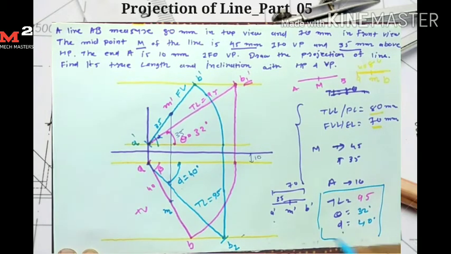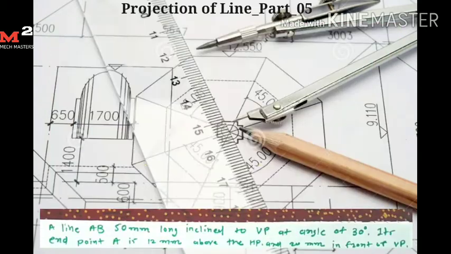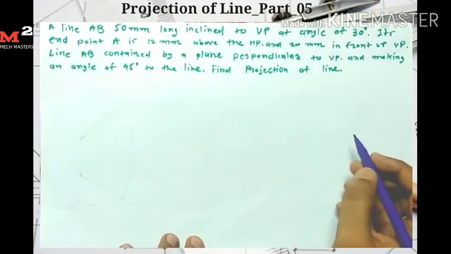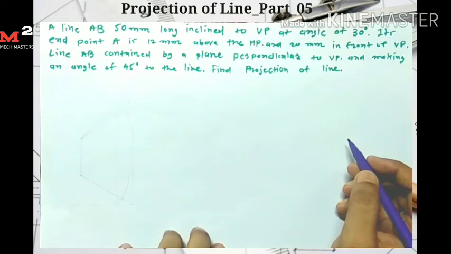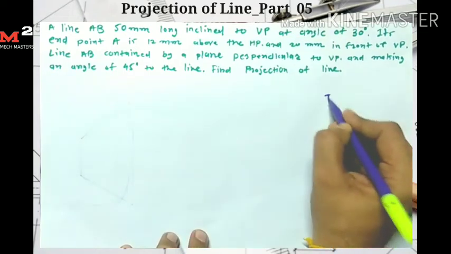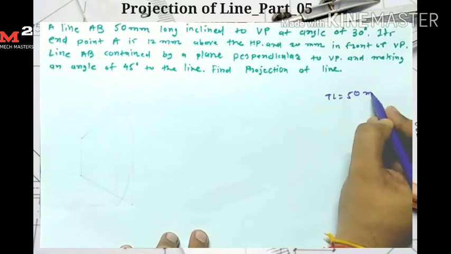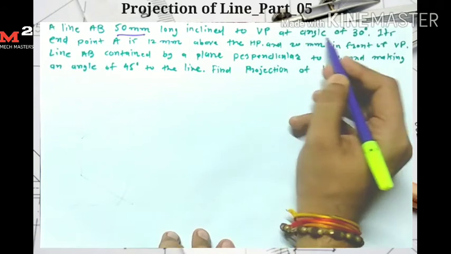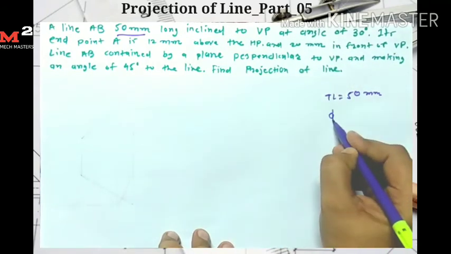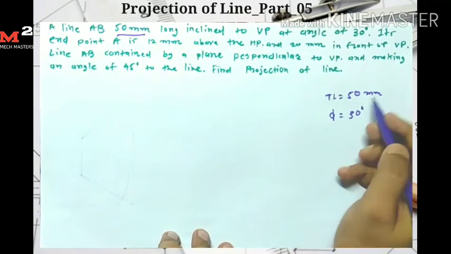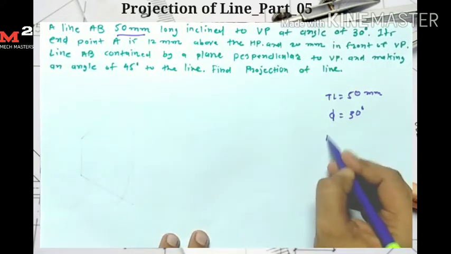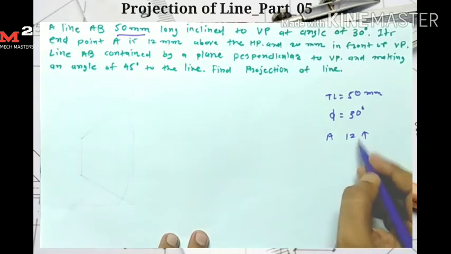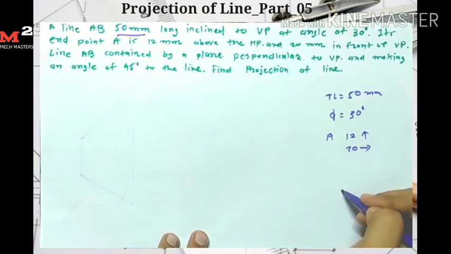Okay, so this is the answer of this question. In this question, given that line AB is 50 mm long, so first, true length is given: true length is equal to 50 mm. It is inclined to VP at an angle of 30, so angle phi is given, phi is 30 degree. Its endpoint A is 12 mm above HP and 20 mm in front of VP.